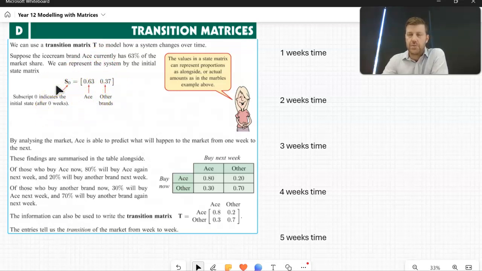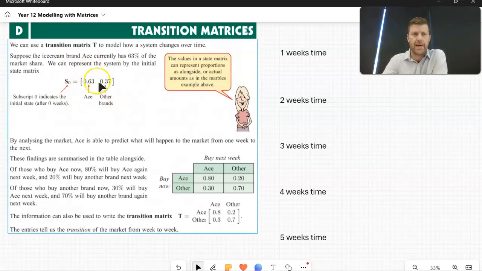And this is represented in a state matrix here, or the initial state matrix. Now, a state matrix will tell us basically the state of things at any particular time. S0 is the initial state matrix. So initially, Ace has 63% of the market represented there as a decimal, 0.63, which means that the other brands have 37% of the market, again represented as a decimal, 0.37.